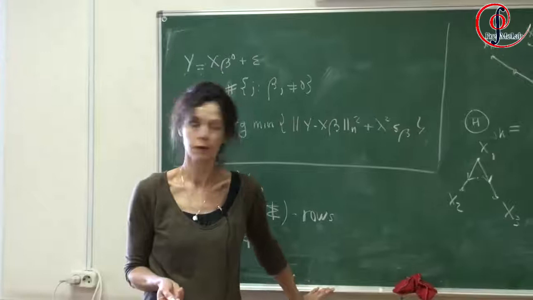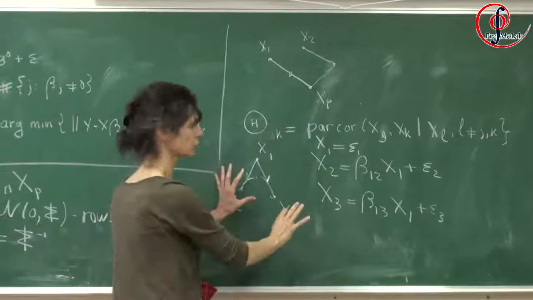Now we assume this model and we assume sparsity. So you think of many variables, many betas, but most of them are zero.